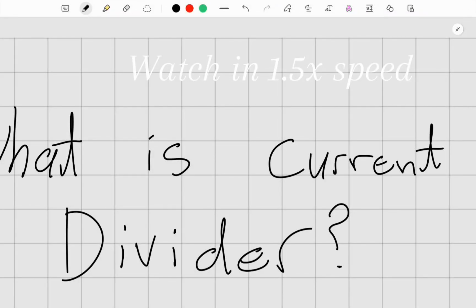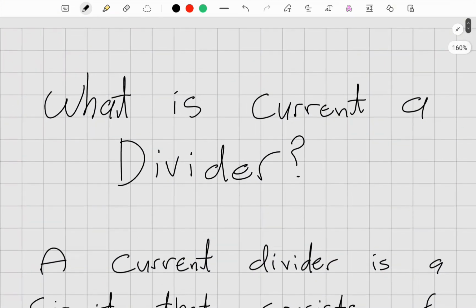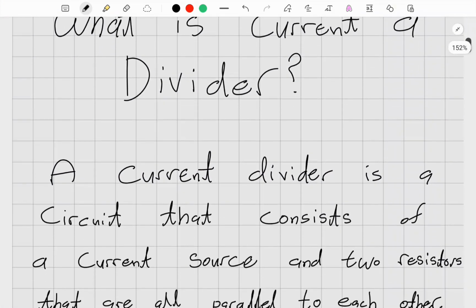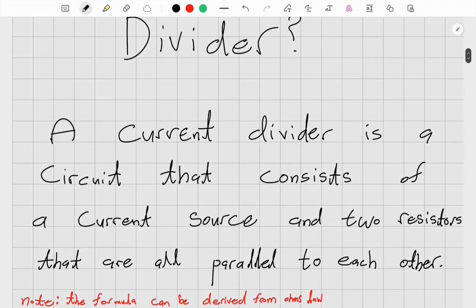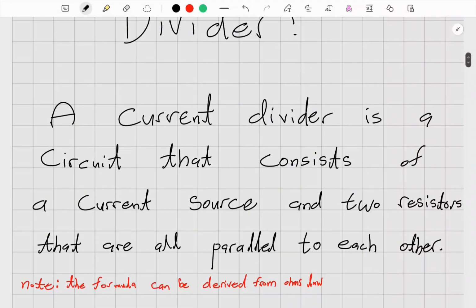Hello everyone. Today I'm going to be going over current divider, what it is and how to derive the formula for current divider. So, if we take a look here, a current divider is essentially a circuit that consists of a current source and two resistors that are all in parallel with each other. And a quick note, the formula is going to be derived from Ohm's law.